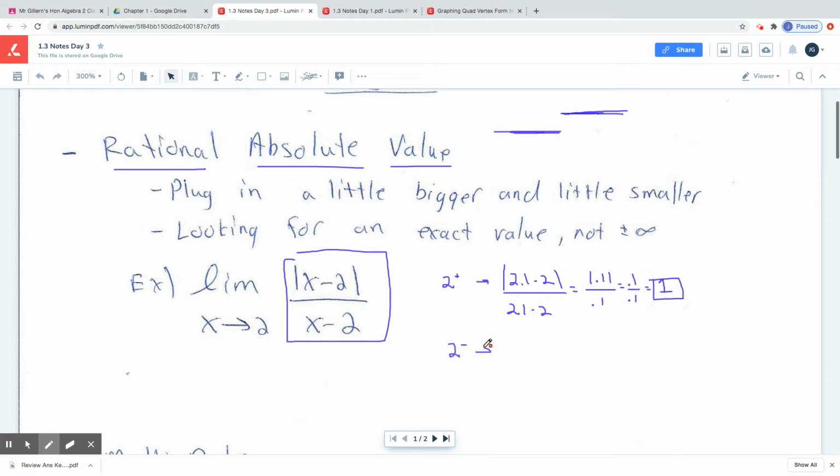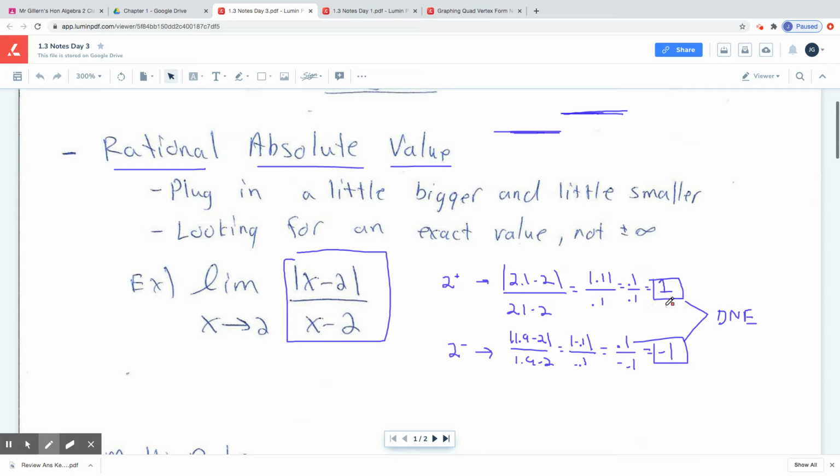If I do the same thing, but from the left, I'll do 1.9. The absolute value of 1.9 minus 2 over 1.9 minus 2. So 1.9 minus 2 is negative 0.1. All right, but the absolute value of negative 0.1 is positive 0.1 over negative 0.1. Well, that's not positive 1, it's negative 1. All right. And since these are different, you could probably guess that the limit is DNE.